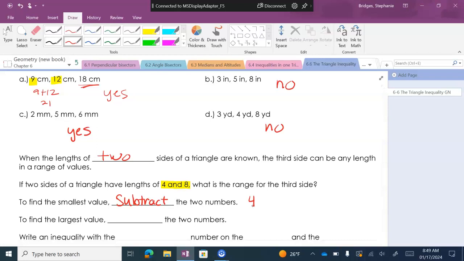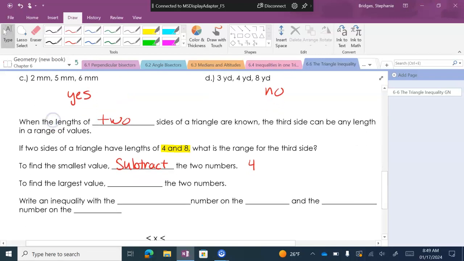And then to find the largest value, what do you think you should do? Instead of subtract, you should probably add. Okay. And if I add 4 and 8, what do I get? 12. Okay. So that's the range of the third side.